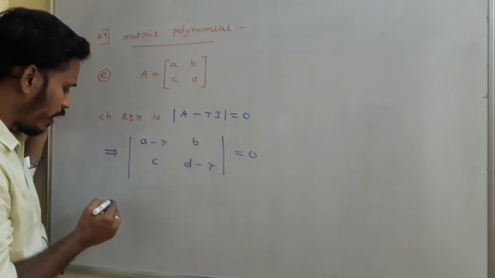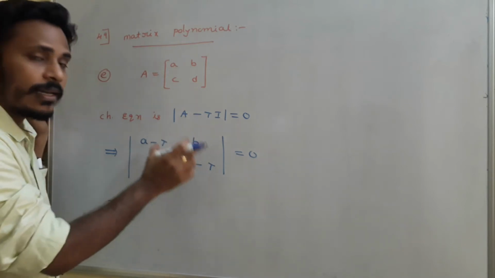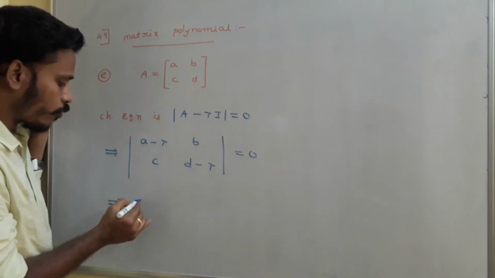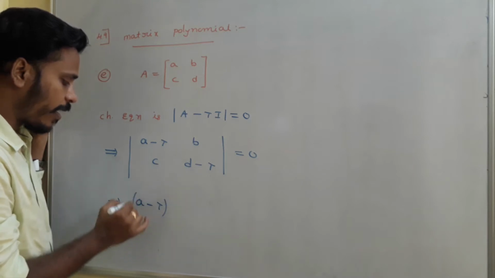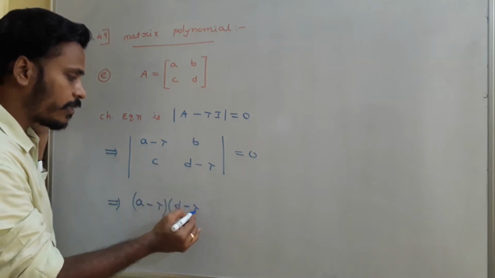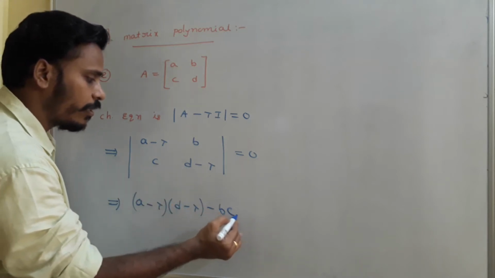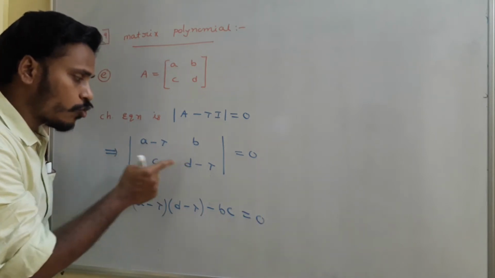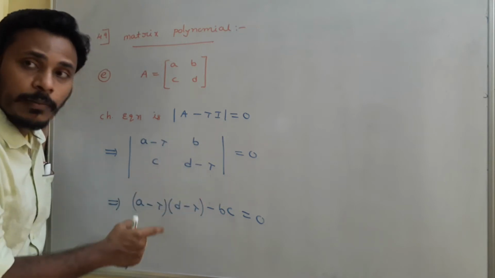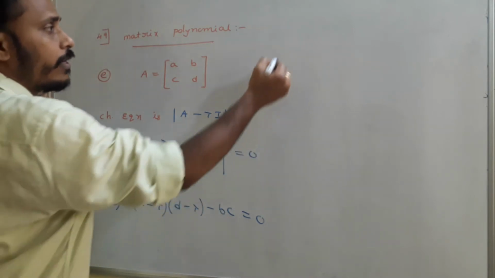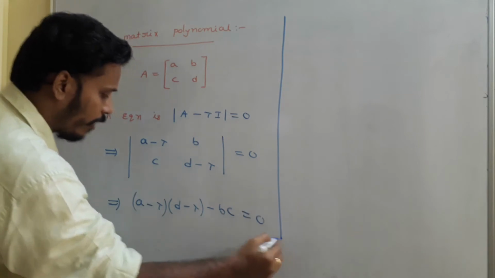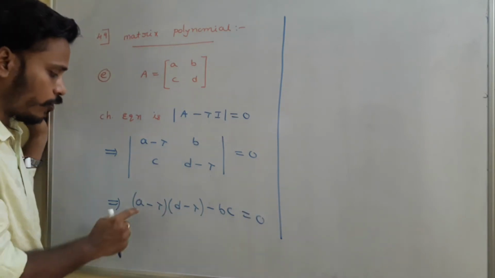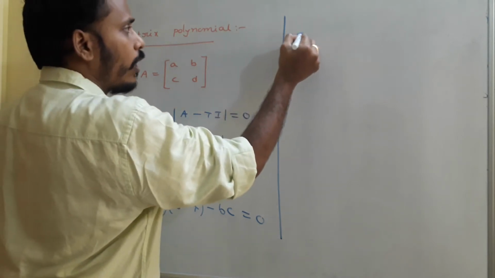And its determinant is simply, as we know, the product of these two minus this one. So that's why I write it like this: A minus lambda into D minus lambda, minus BC, is equal to 0. Is there anything wrong? The product of these two minus B into C is the determinant, and that is equal to 0. And further if you simplify, have a look: A minus lambda into D minus lambda minus BC is equal to 0. If you multiply, what will happen?